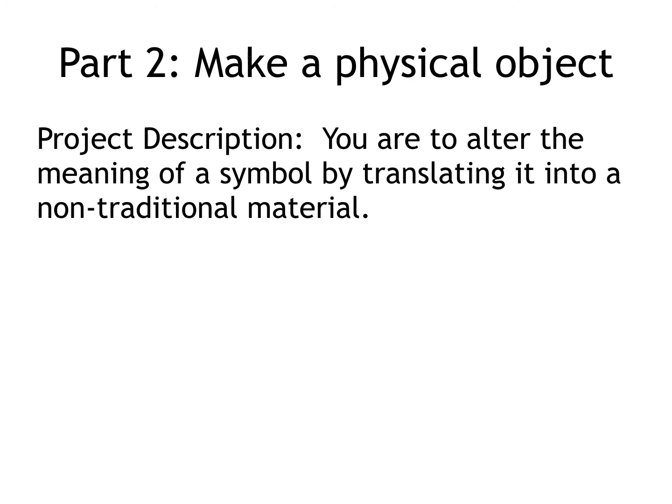So the second part of this is I'd like you to make a physical object. Here's the project description: you are to alter the meaning of a symbol by translating it into a non-traditional material. When I use the word non-traditional, what does that mean? The traditional materials in sculpture might be carved wood, carved stone, cast metal, high-end materials commonly used for these kinds of interpretive experiences.